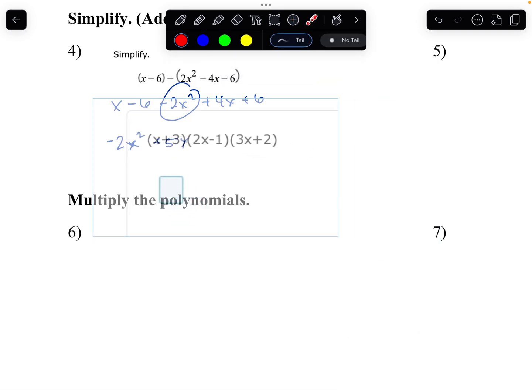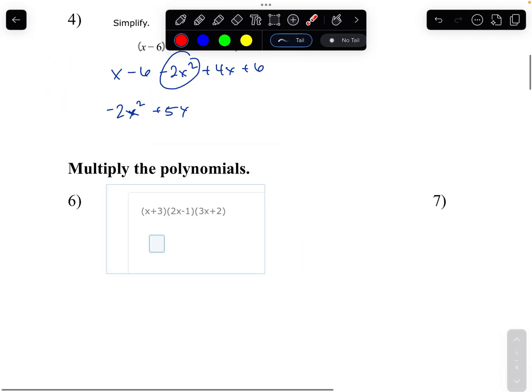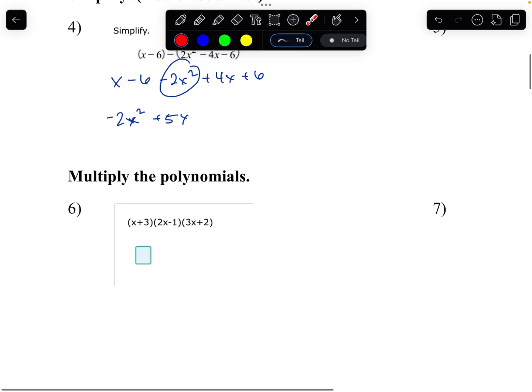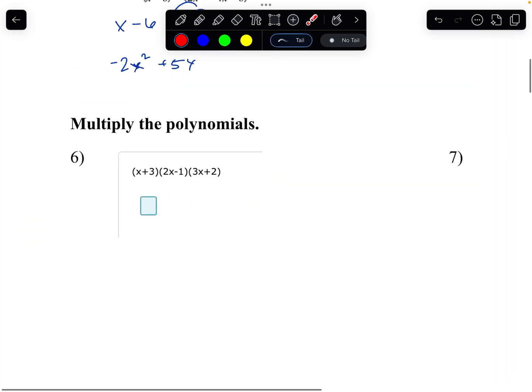All right, and this one right here, we are going to be multiplying 3 binomials together. So whenever I multiply 3 binomials, I just start with 2 of them. So I'm going to start with these 2 right here. Whenever I multiply polynomials, every term in one has to multiply with every term in the other, and then I combine like terms if there are any.